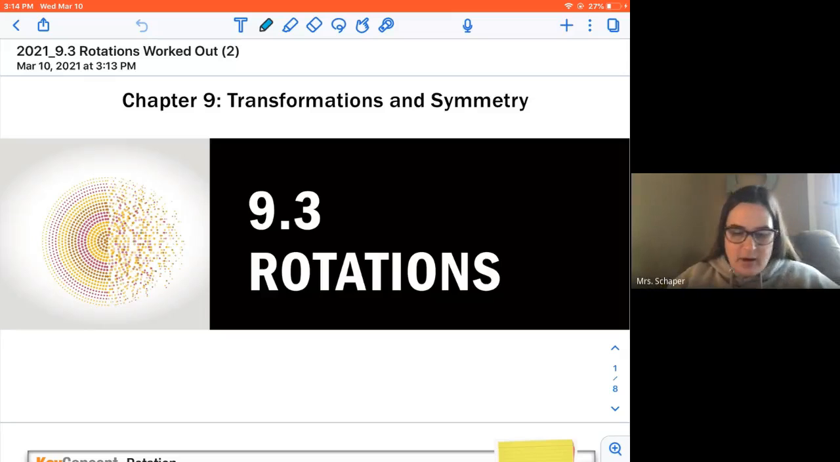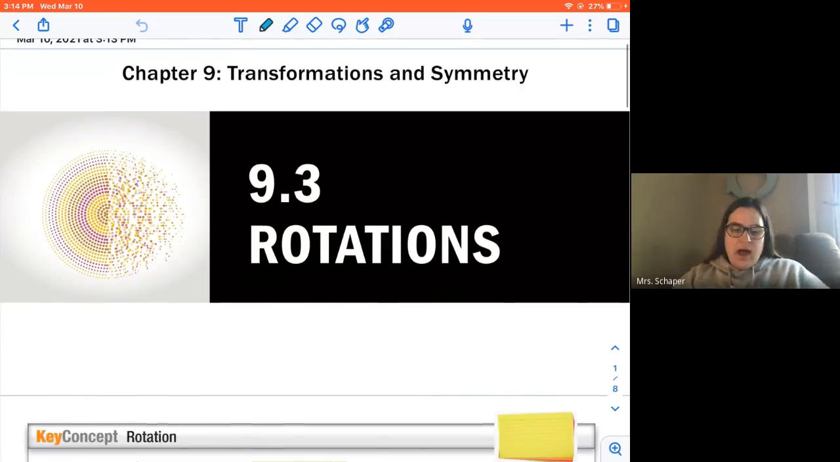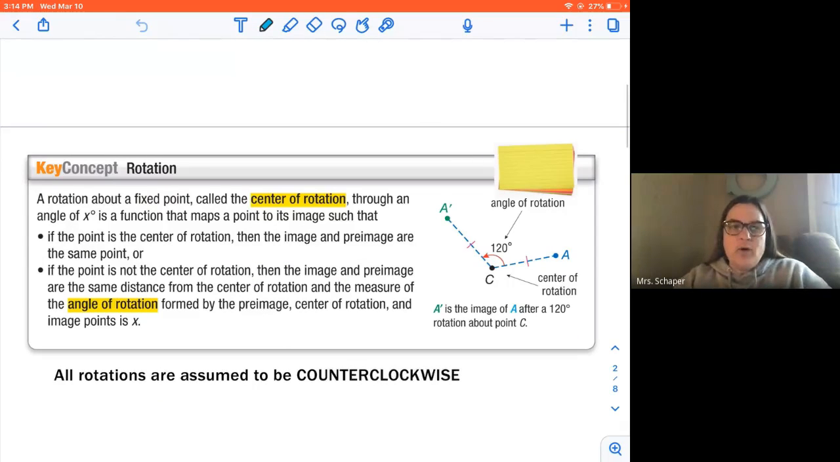We're going to be talking about rotations. Here we go. A rotation about a fixed point. That fixed point is called the center of rotation. So the C is your center of rotation, and it gives you your degrees. If the point is the center of rotation, then the image and preimage are the same point. But if the point is not the center of rotation, then the image and preimage are the same distance from the center of rotation.